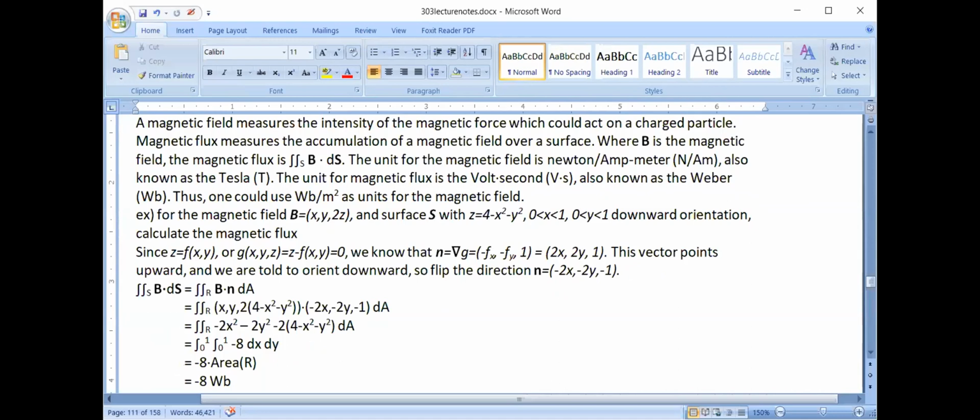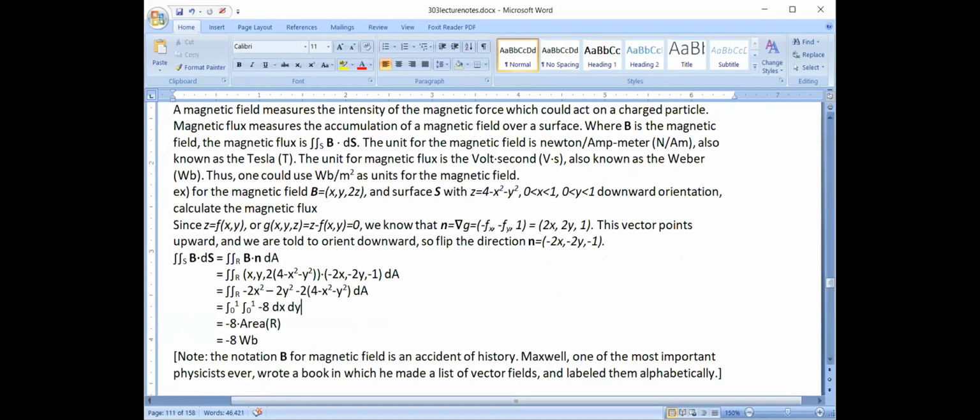And for anyone who has an interest in physics, I was always curious about why a magnetic field was the letter B. So, a little side note: it turns out that the notation B for magnetic field is a total accident of history. Maxwell, who's one of the most important physicists ever, wrote a book in which he made a list of vector fields in physics. And he just happened to label them alphabetically, and your magnetic field got B.